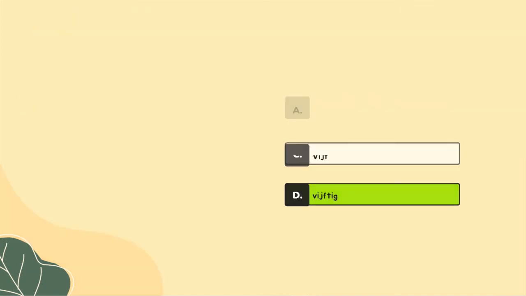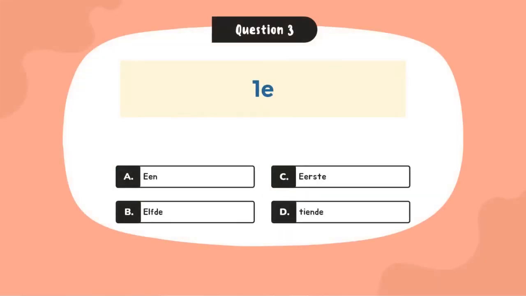Let's look at the last question I have for you. And this is first, right? You are first with something. So what do you say in Dutch when you say first position? So do you say A, 1? Do you say B, 11? Do you say C, eerste? Or do you say D, tiende? So what does first in Dutch mean? Make a choice, A, B, C or D.